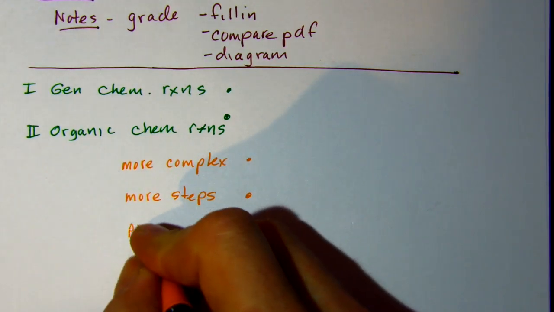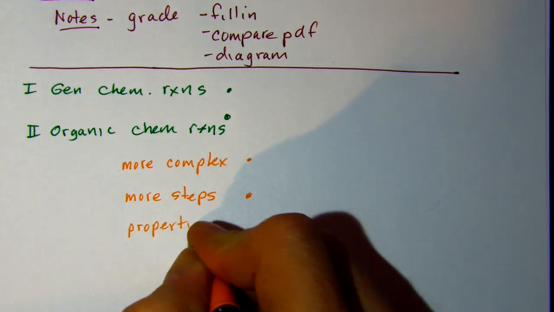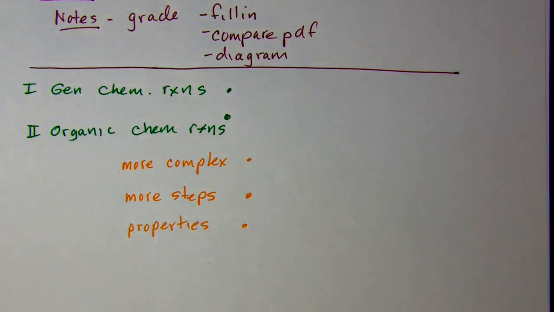And finally, we talk about the properties. Okay? The properties of organic chem structures sometimes are very specific. For example, a slight change in the acid-base conditions or the addition of one atom to a carbon chain can change everything. And so sometimes very specific properties have a very big impact on the overall reaction in organic chem.